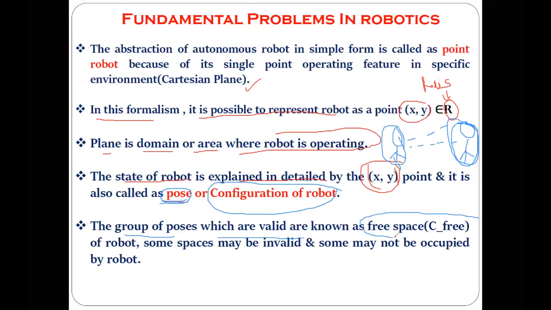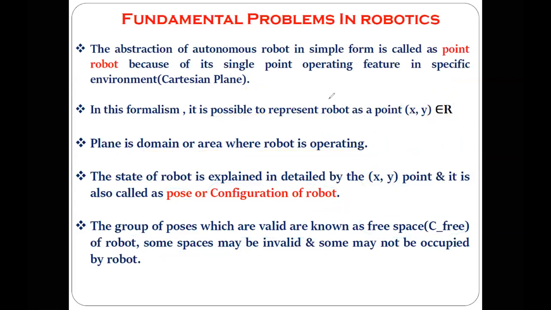So the group of the poses or configurations of the robot which are valid are also being referred to as the free space. The group of the positions which are valid are considered as the free space of the robot. There can be some spaces which may be considered invalid, and some spaces may not be occupied by the robot. Now, what do you mean by the free space? The group of the poses which are valid are considered as a free space.